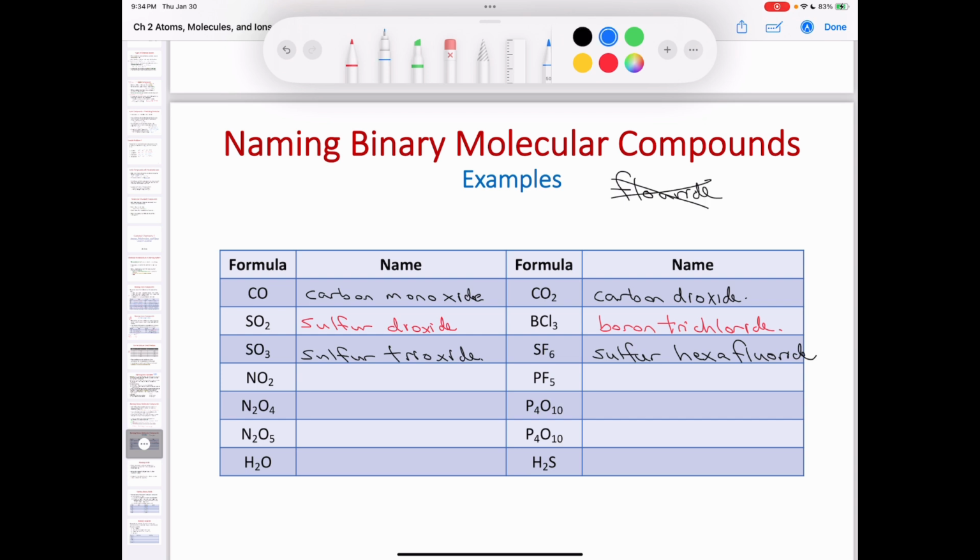The next one is nitrogen dioxide, so nitrogen dioxide. Then you have phosphorus pentafluoride, so phosphorus, I'm going to run out of space here, pentafluoride. Okay, so what I recommend doing here is pausing the video, and then I'm gonna name these. So see if you can name them relatively quickly.